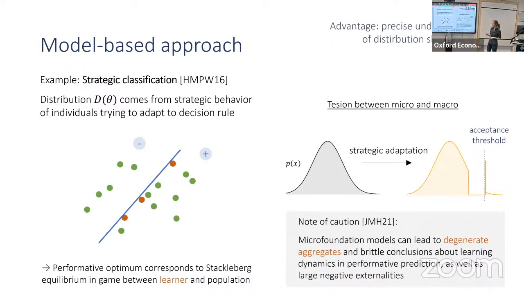We know that it's not perfectly reflecting reality, but we also find that they lead to brittle conclusions about learning dynamics if you use them within retraining analysis. And they can also give you large negative externalities, because it's a worst case assumption on how people respond. And if they deviate slightly from it, you often overdo your adaptation in this strategic classification setting.